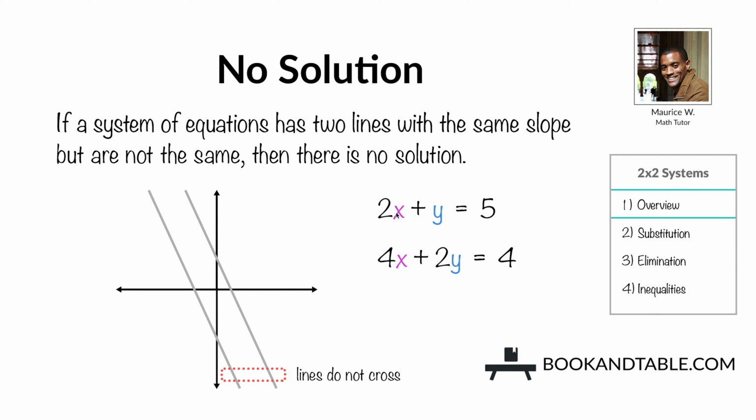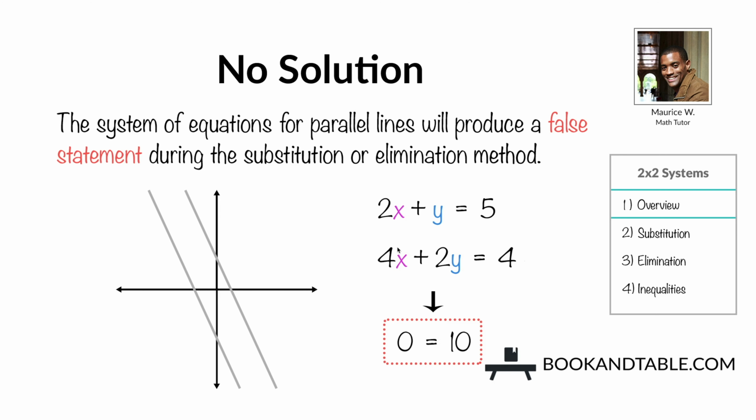So when you have a 2x2 system, how do you know when this is the case? Well, the system of equations for parallel lines will produce a false statement during the substitution or elimination method. We'll take a look at the substitution and elimination methods in a second. But as you are using them, you'll wind up with a statement such as 0 = 10, 2 = 14, 5 = -3, or something along those lines. When you wind up with a statement that is not true, that is a signal that there is no solution to the 2x2 system that you were given.